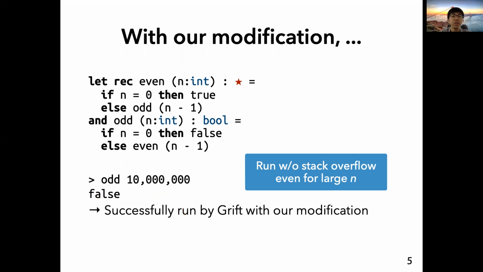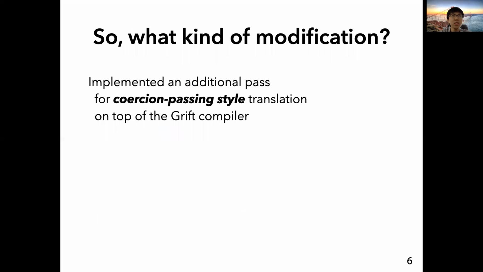On the other hand, our modified Glyph compiler successfully computes this program thanks to tail call optimization, even if n is very large. This is one of the main results in this work. So what kind of modification did we make to the Glyph compiler? In fact, we implemented an additional translation pass into what we call Coercion-Passing Style.